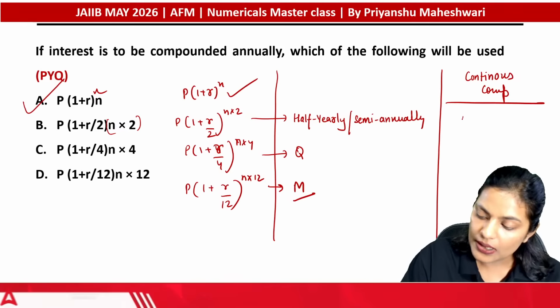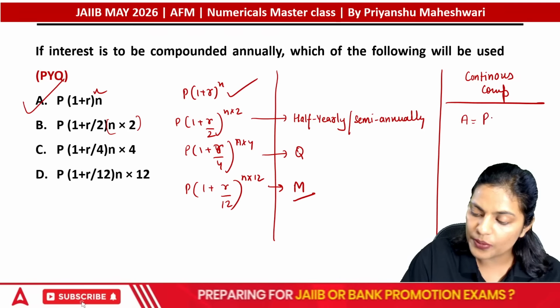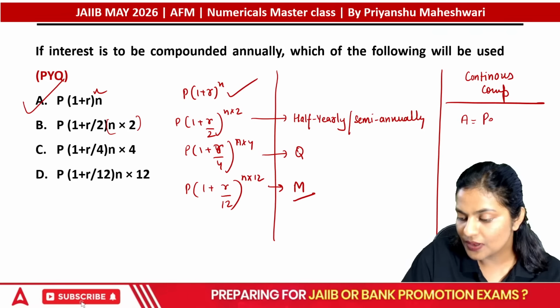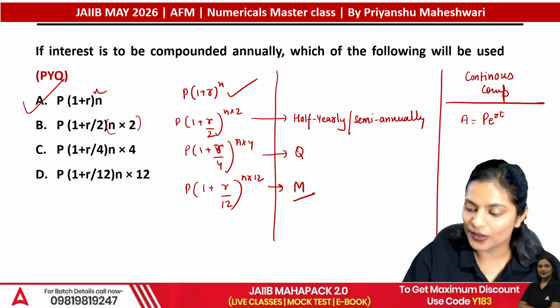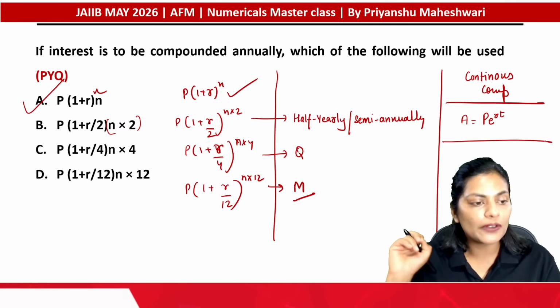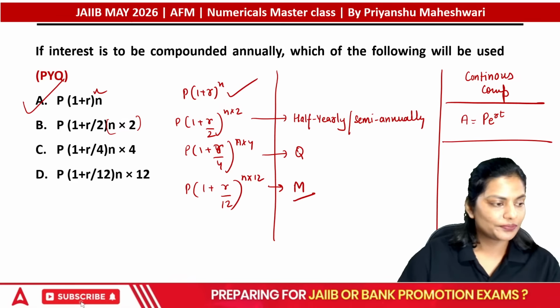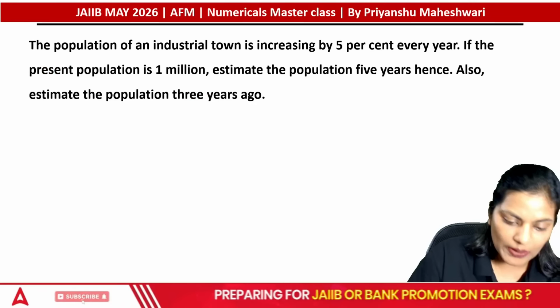Very good. The amount is equal to principal into exponential r power t, sorry, power r into t, right? So this is the formula for continuous compounding. Okay, very good. Next one.